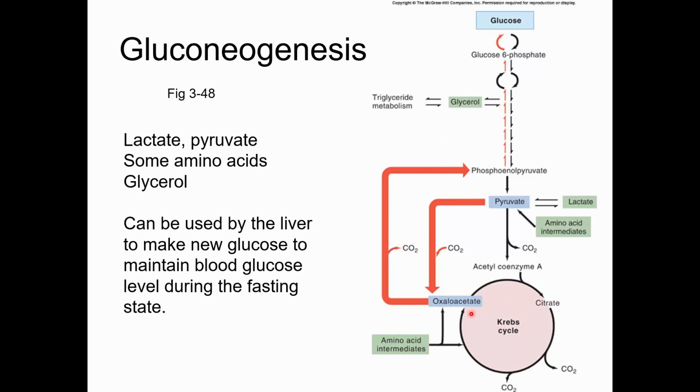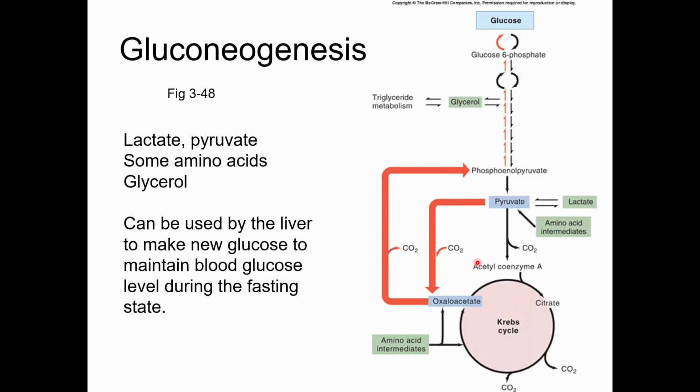But if we have a pyruvate or amino acids or lactate or glycerol, we can convert them all into precursors that could take us back to glucose. Glucose 6-phosphate in muscle, and then the liver can take that phosphate off, and now we've got glucose to raise blood glucose level. So lactate, some amino acids, pyruvate, glycerol can all get taken back into glucose.